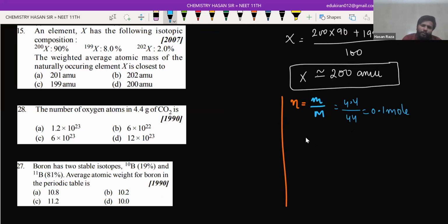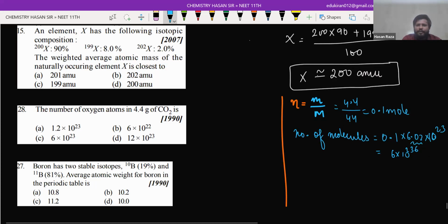After calculating number of moles, you are going to calculate number of molecules. So this number of molecules will be equal to number of moles into Avogadro number, that is 6.02 into 10 raised to the power 23. And in this option, he rounded this off to 6 only. So if you multiply it, you will get 6 into 10 raised to the power 22.